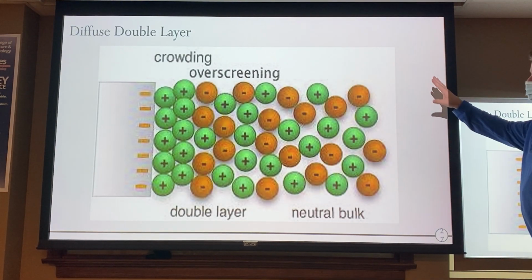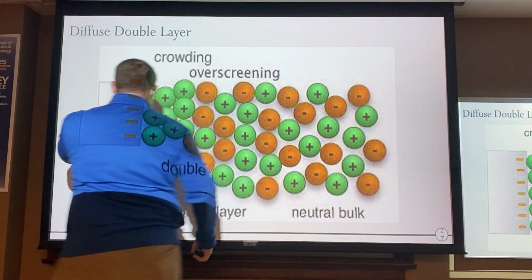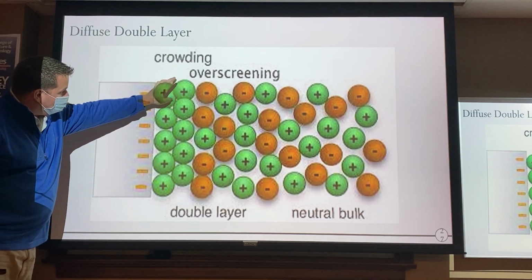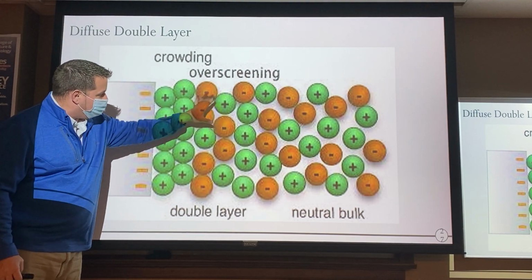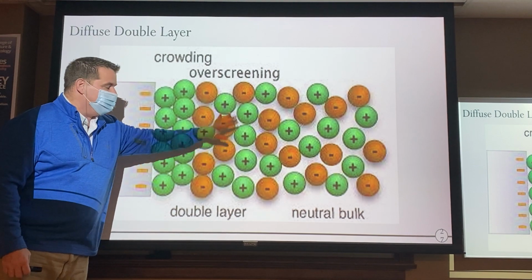And so this goes along with the diffuse double layer. Here we have our soil colloid. We have all these cations that form this double layer. And then next, in our bulk solution, we will have positive and negative, so we'll have cations and anions in this solution.